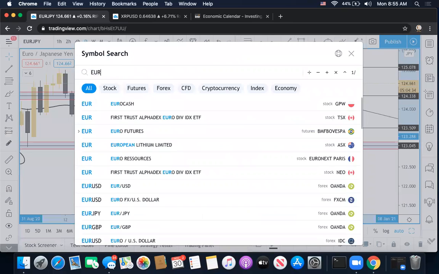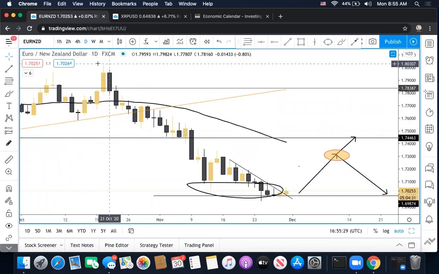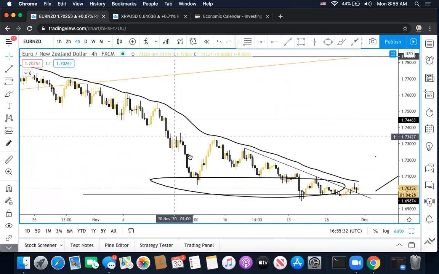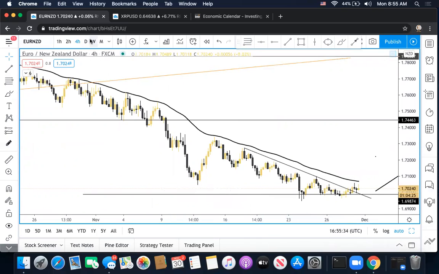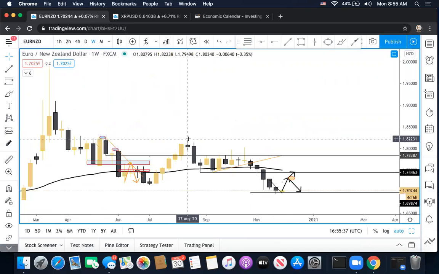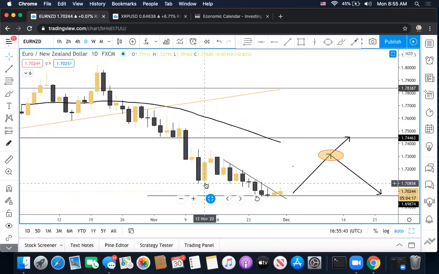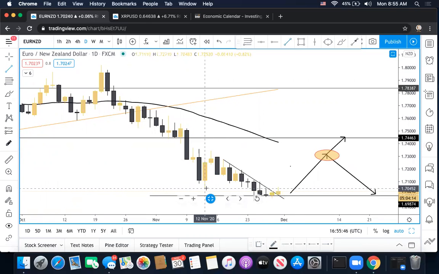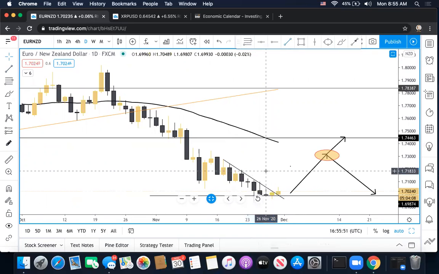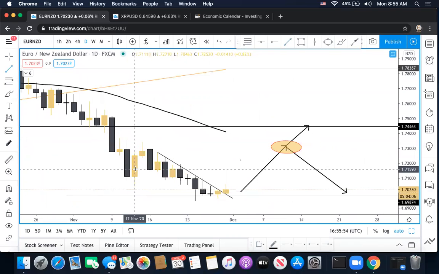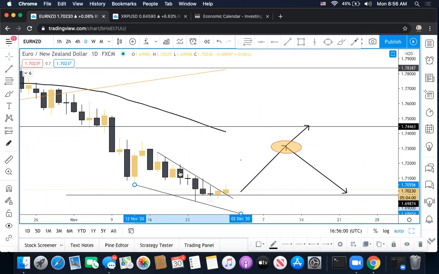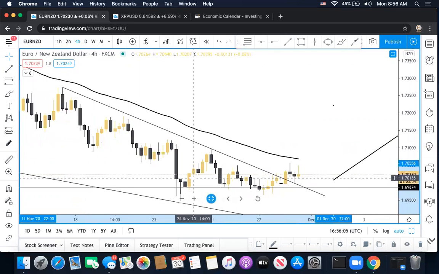All right, Euro NZD. This pair was pretty bearish, but we hit this region where the market started to squeeze. Okay, it started to squeeze. Come to the 4 hour. You can kind of see it a little bit better.